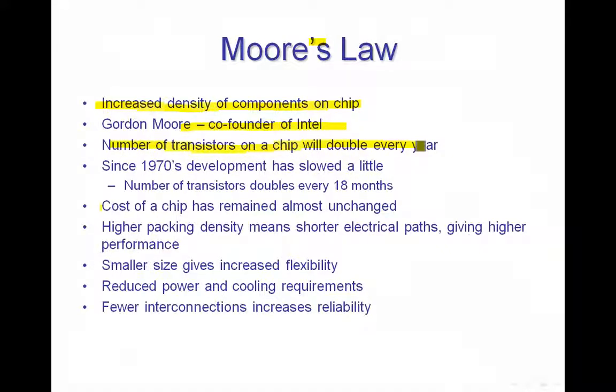Since the 70s, development has slowed a little. The number of transistors doubles every 18 months. The cost of a chip has remained almost unchanged. Higher packing density means shorter electronic paths, giving higher performance. Small size gives us increased flexibility in developing different systems. We have then reduced power and cooling requirements, and fewer interconnections increase reliability also.